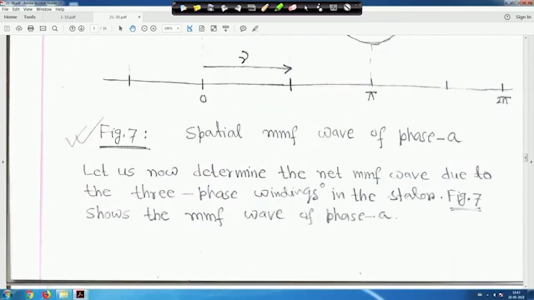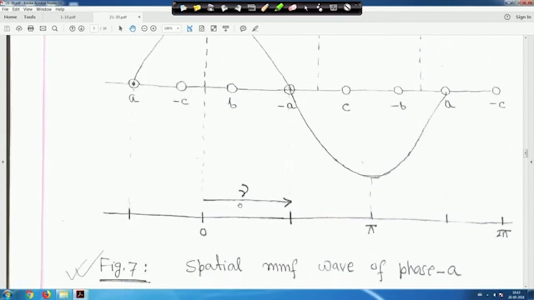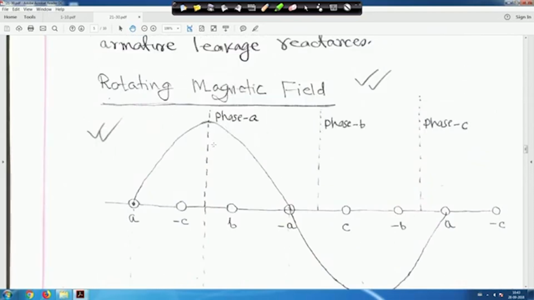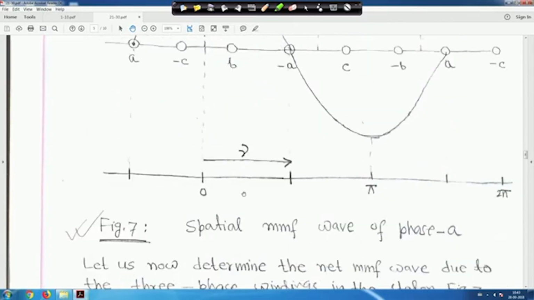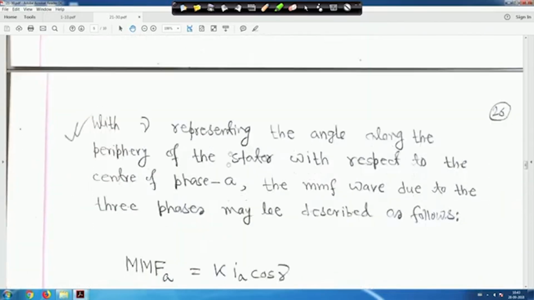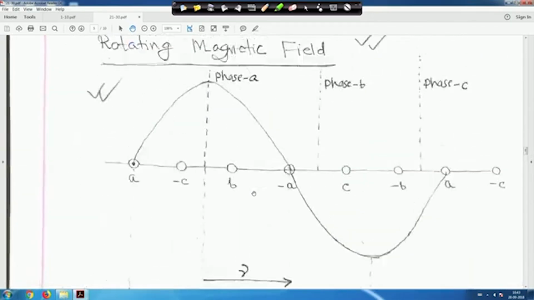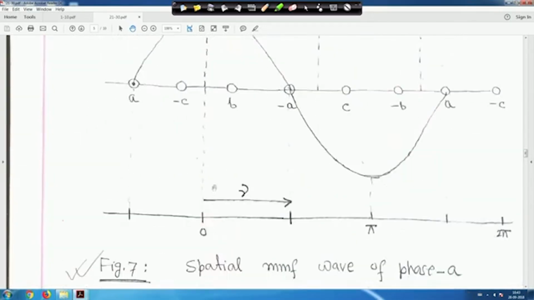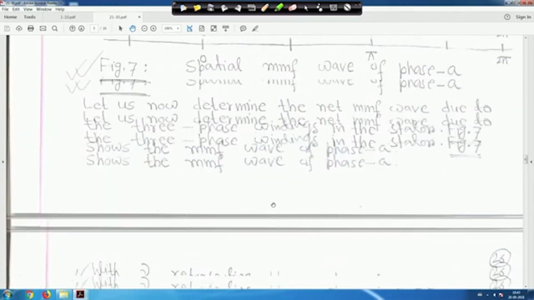So let us now determine the net MMF wave due to the three phase windings in the stator. Figure 7 shows the MMF wave of phase A. Only phase A we are showing. Similarly, phase B and phase C are 120 degrees apart, that you know, right? In this case, gamma represents the angle along the periphery of the stator with respect to the center of phase A. So this is the center of phase A, right? And this angle is measured from this direction, that is gamma, along the stator periphery.